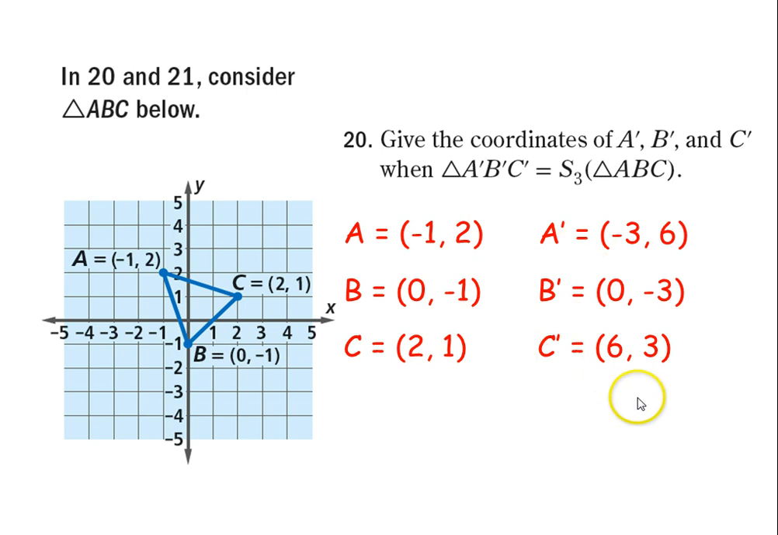So here are the coordinates of triangle A prime, B prime, C prime. We don't have to draw it or graph it because it just says to give the coordinates, and we have done that right here.